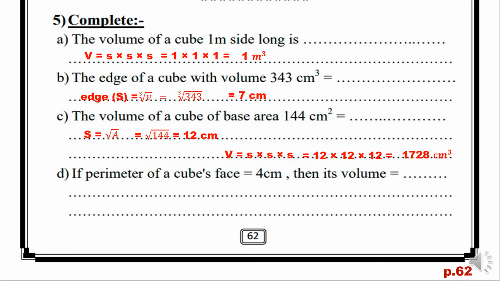Letter D. If the perimeter of a cube face equals 4 centimeters, then find its volume. The volume of the cube is equal to side times side times side. I don't have the side here. I have the perimeter of the face. So to get the side from the perimeter, it's equal to the perimeter over 4. So it will be 4 over 4, which equals 1 centimeter. So the side is equal to 1 centimeter. To get the volume, it's side times side times side, 1 times 1 times 1 equals 1 centimeter cube.